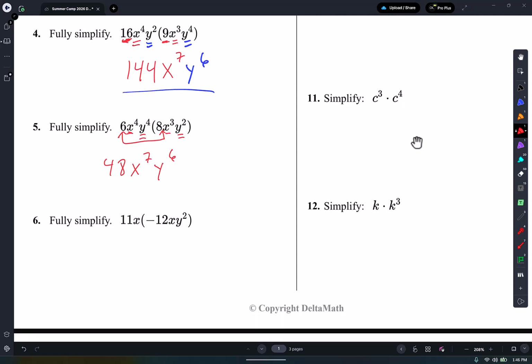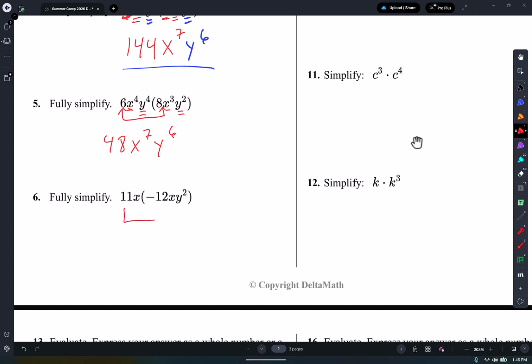Ready for question number 6? 11 times 12. Well, I don't know. 11 times 11 is 121. So 11 times 12, I'm going to add 11. So 132. Right? 121, 131, 132. Yep, there it is. Positive times a negative, negative, so put a negative in the front. I have 1x here, and I have another x there. So it's going to be x squared, and then y squared. And that's it.